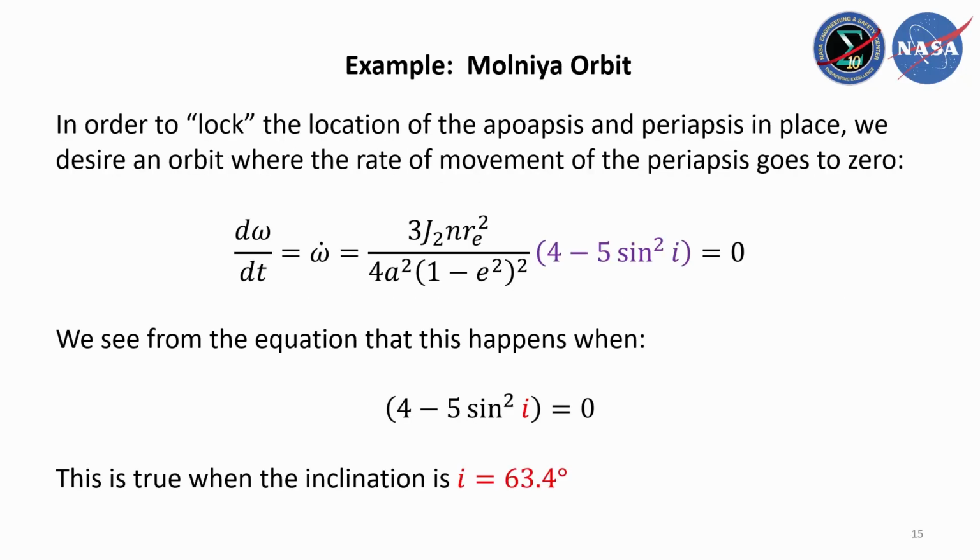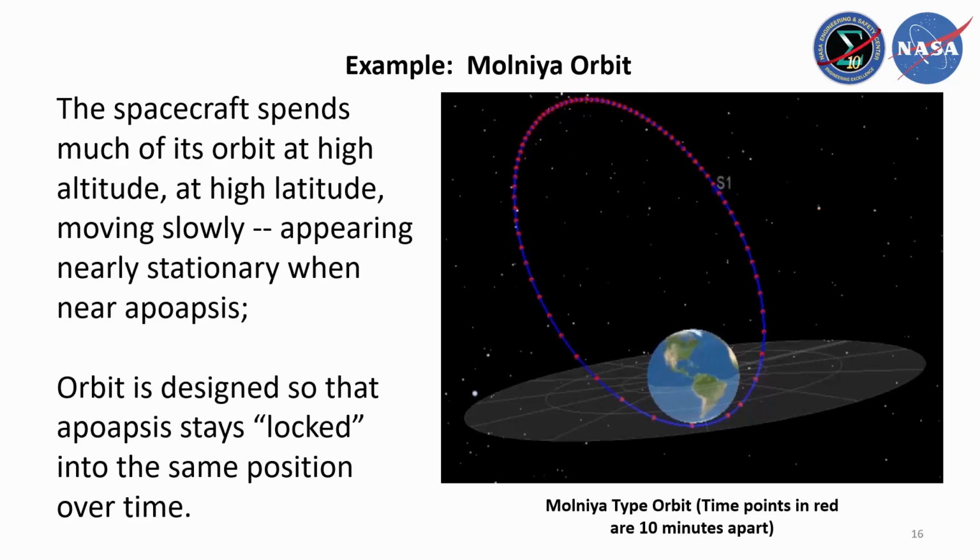To achieve such an orbit, we need to lock the location of the orbit apoapsis and periapsis. To do this, we desire an orbit where the rate of movement of the periapsis goes to 0. For a closed orbit, we see that this happens when the 4 minus 5 sine squared i term goes to 0. This is true when the orbit inclination is 63.4 degrees. A spacecraft in a Molniya orbit spends much of its time at high altitude and at high latitude so that it appears to move slowly near apoapsis. Due to the inclination, the apoapsis stays locked into the same position over time.